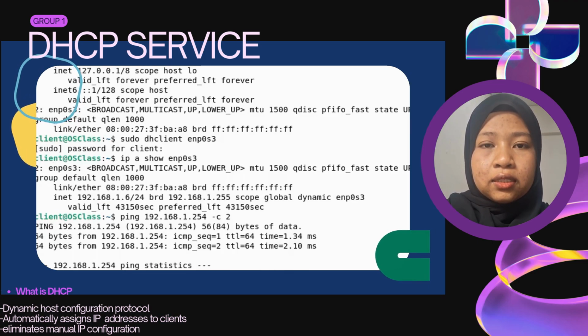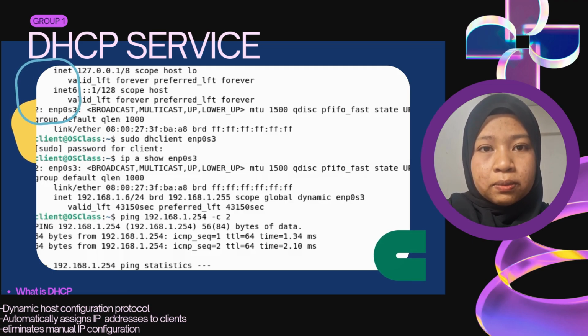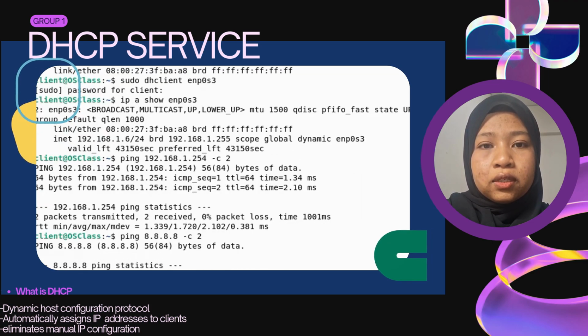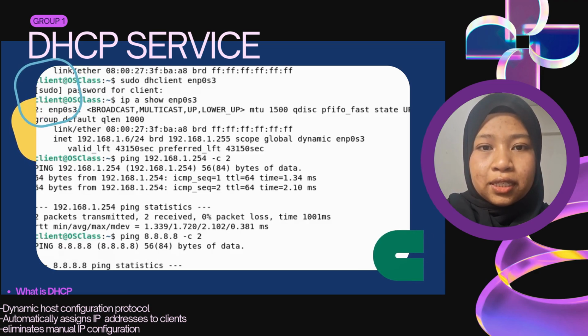Finally, I test internet access from the client. The result shows network unreachable. This is the correct and expected output, proving that the client is successfully isolated from the internet. In summary, the DHCP server has been successfully configured and tested. The client automatically receives an IP address and is properly isolated from the internet.